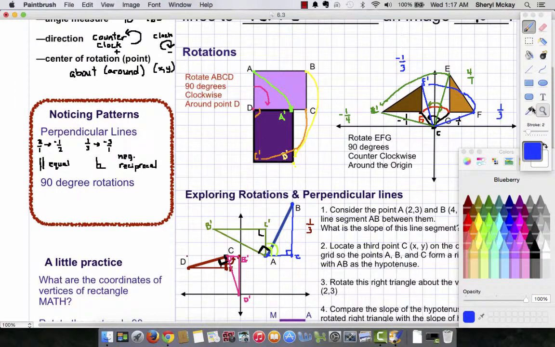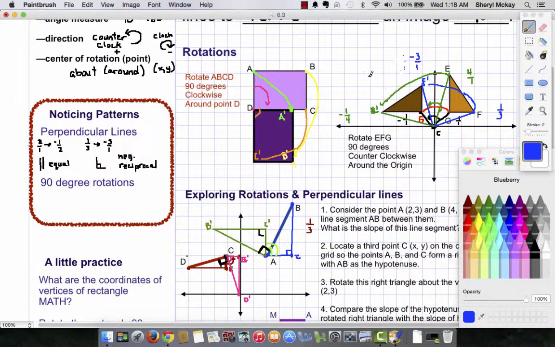Oops, sorry, not negative 1 over 3. Negative 3 over 1, right? Because we went up 3 but back 1 in the negative direction. So notice again, we've got 1 over 3, we've got negative 3 over 1. Therefore, we're looking at the negative reciprocal. So that's just a really, really cool thing. I love that that happens that way.